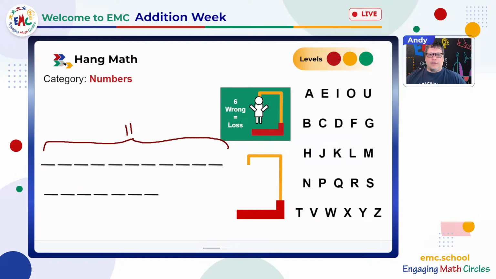So, let's guess some vowels. Probably someone voted for E in chat. We'll do E first. Okay, there are 3 E's. One here, one at the end, and one here in the second word.